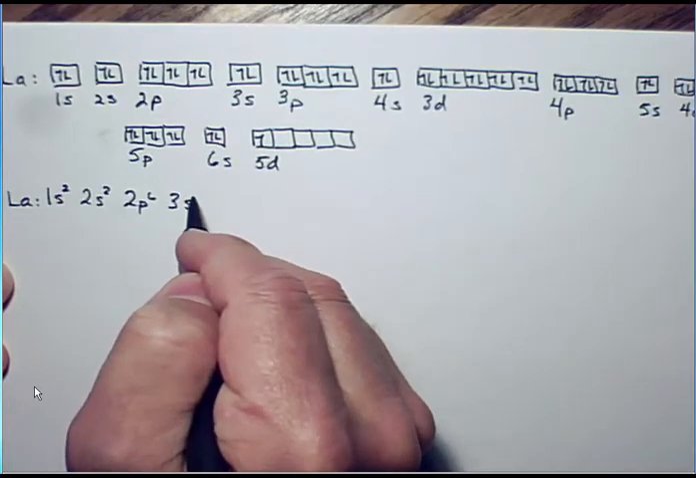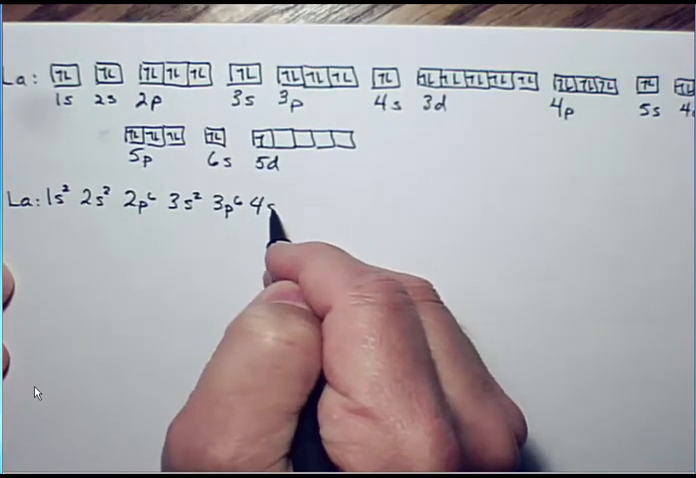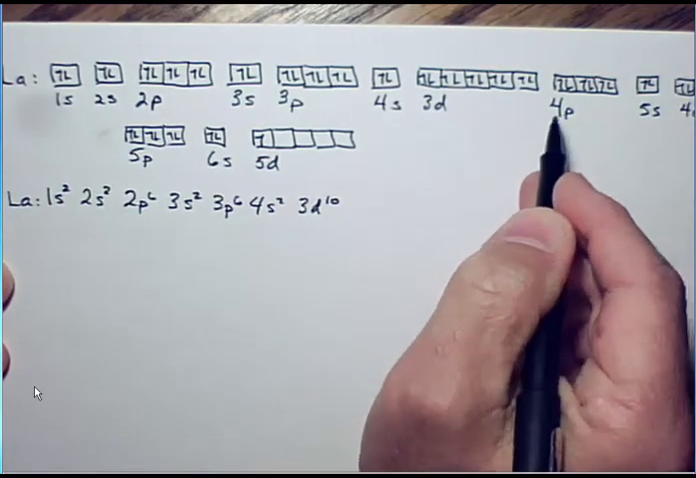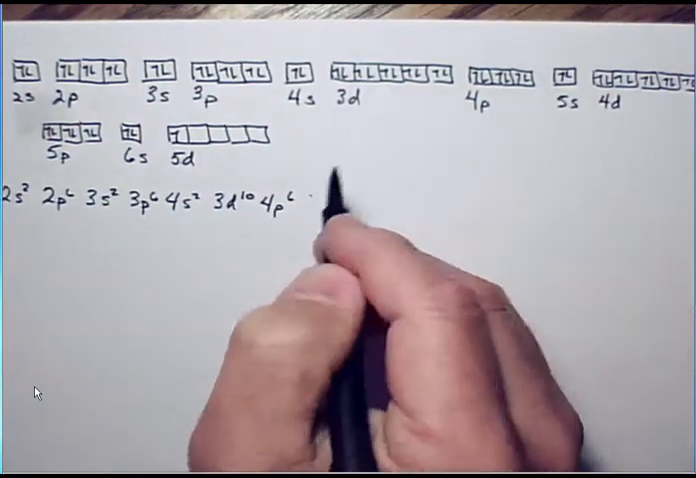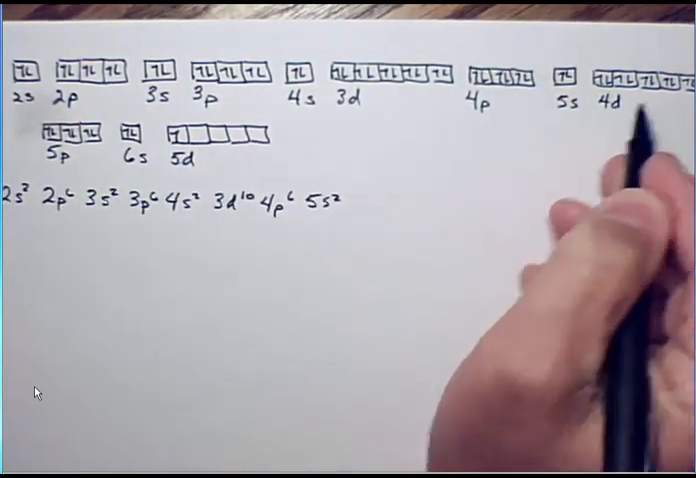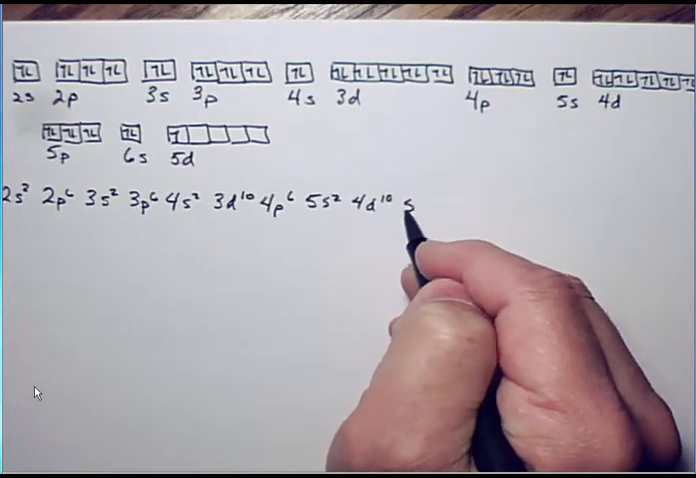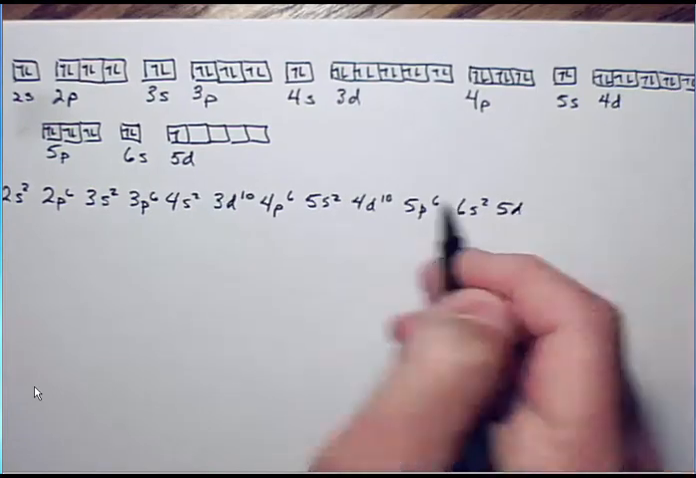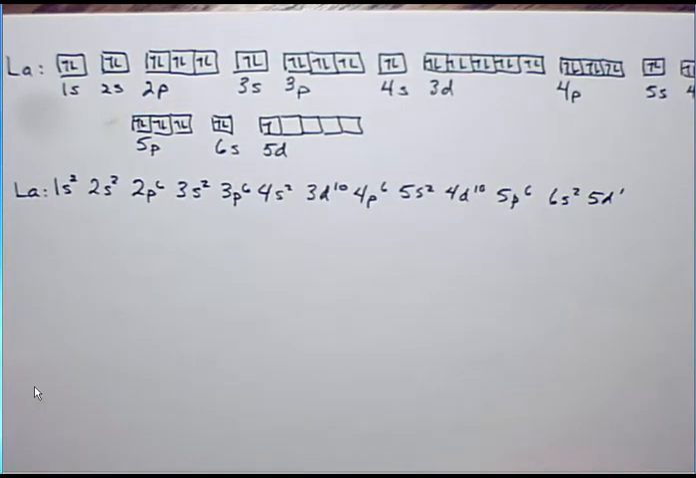3s2, 3p6, 4s2, 3d10, 4p6, 5s2, 4d10, 5p6, 6s2, and 5d1. So that's the electron configuration, the full and complete electron configuration for lanthanum.